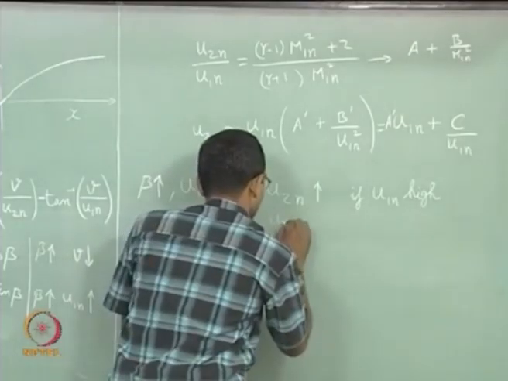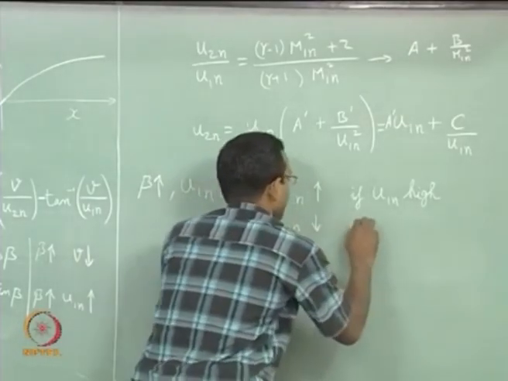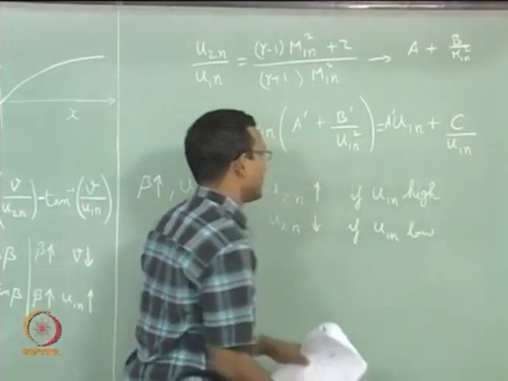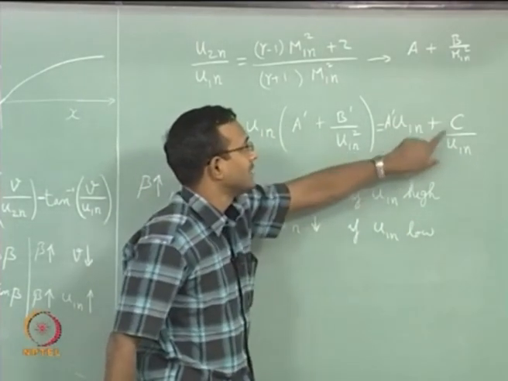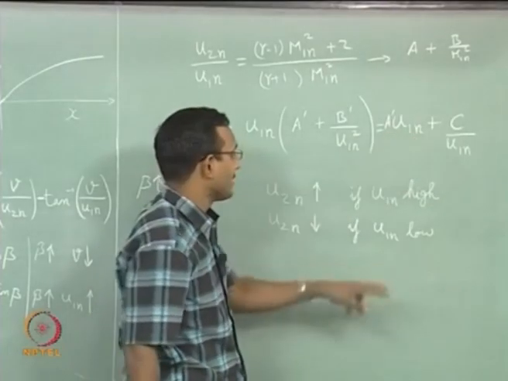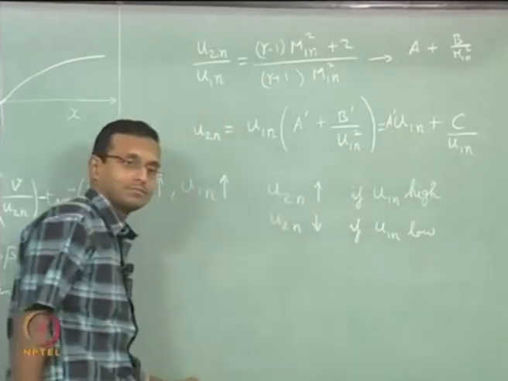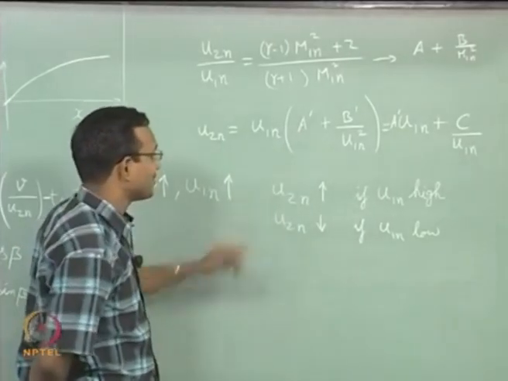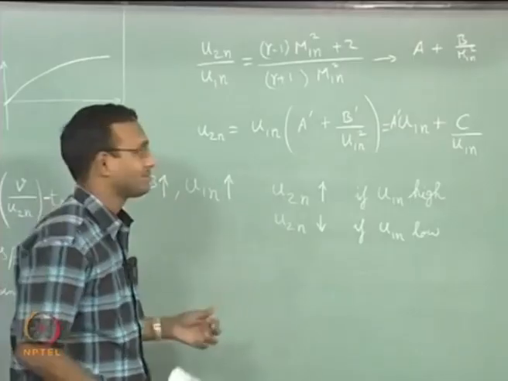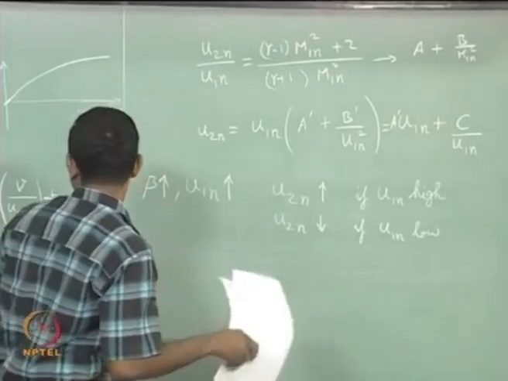If not, u2 normal decreases if u1 normal is low. If it is low, then this ratio will be very high and this will be very low. Then it will go the other way. So, now this is not a simple thing, and this is what is causing all this reversal in theta. We go back to our theta formula.